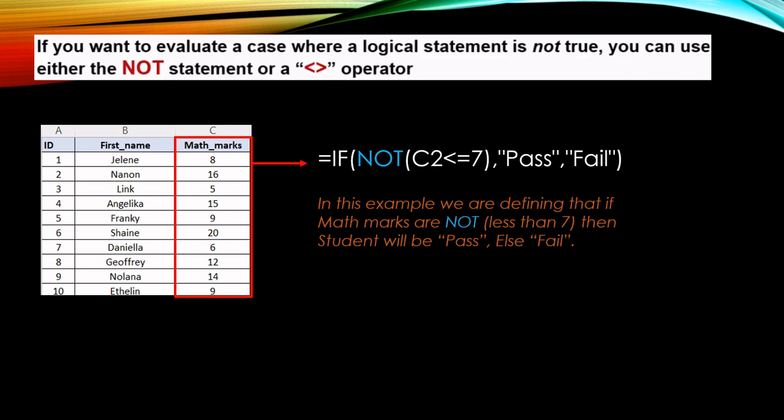So here is an example where we want to redefine the conditions field based just on the math marks, which are in column C. One way to do it would be to use the not statement and say: if not C2 is less than or equal to 7, then the value if true is pass and the value if false is fail. Again, from a readability standpoint, it feels backward. That's just the way Excel operates, so you just have to get used to it. No worries.